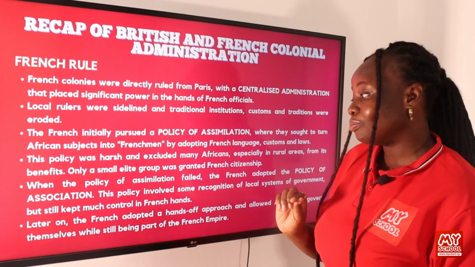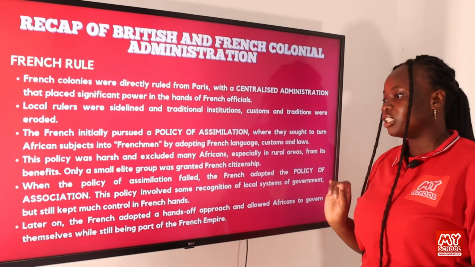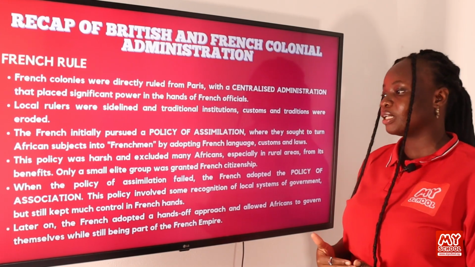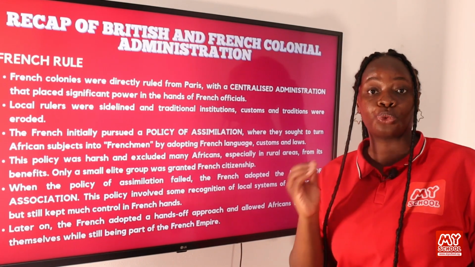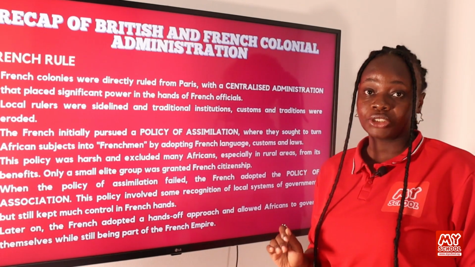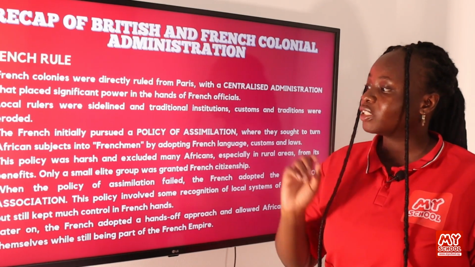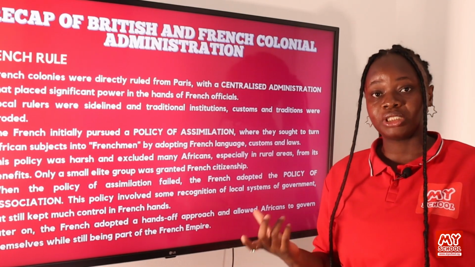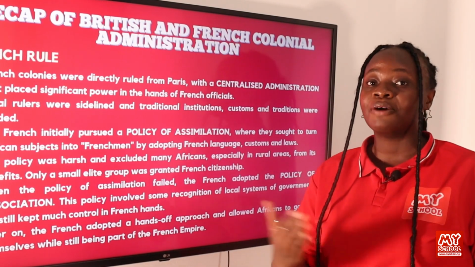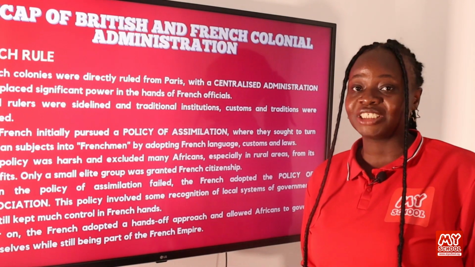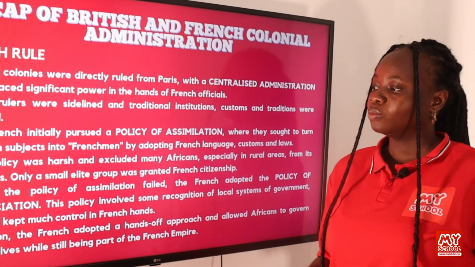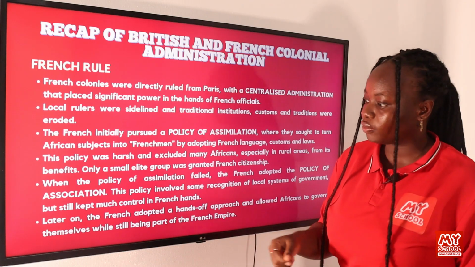So when the policy of assimilation failed, the French adopted the policy of association. This policy involved some recognition of local systems of government, but still kept much control in French hands. They decided to adopt this policy of association because they faced a lot of criticism as a result of the policy of assimilation. The African people were not okay with this system because it was eroding their culture. They were not allowed to participate actively in the governance of the African people. So they had to replace that with the policy of association.